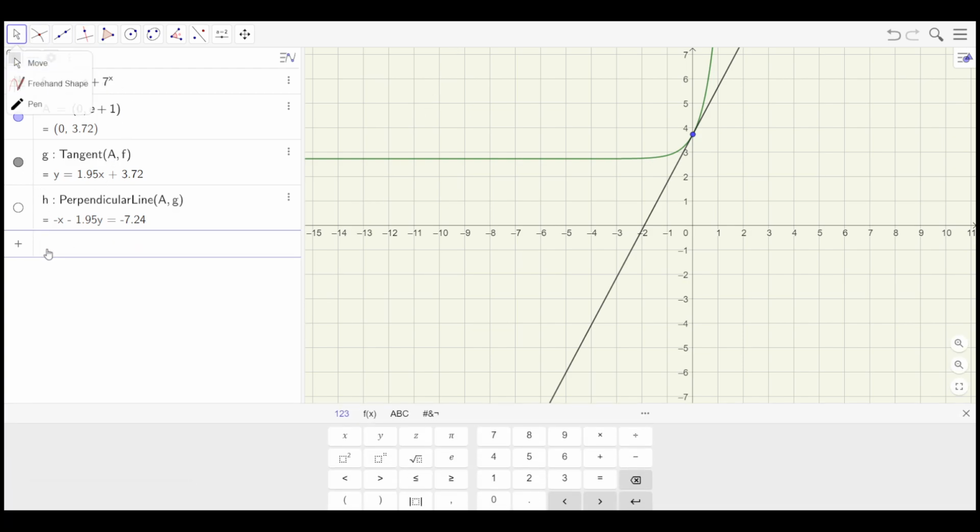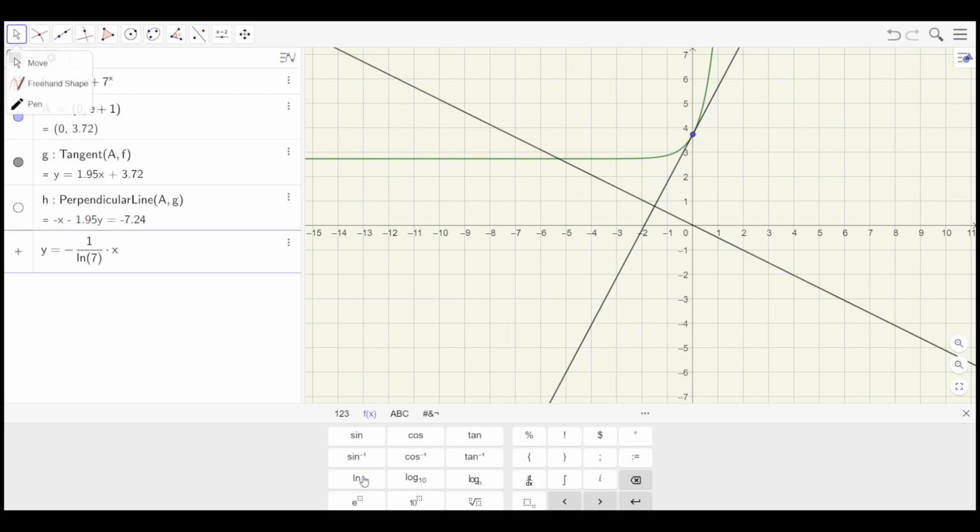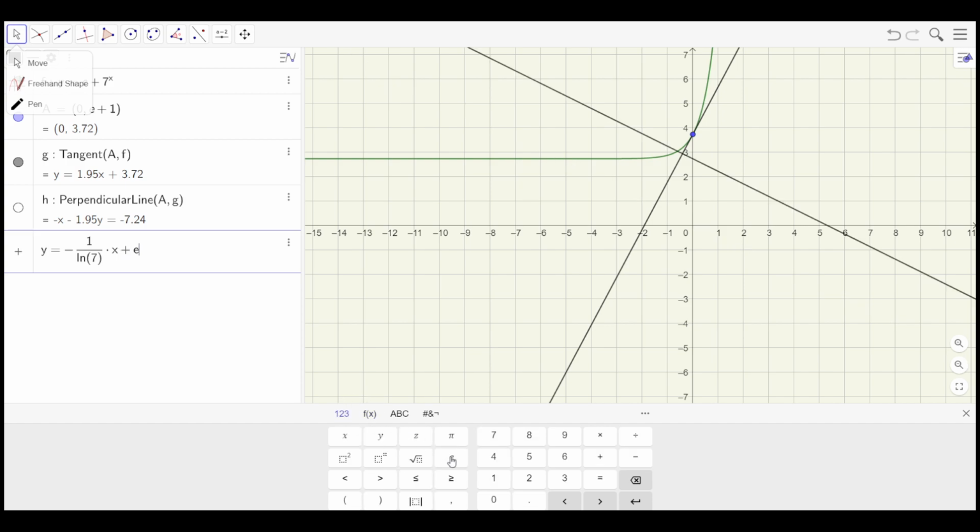Okay, so my graph is what? y equals minus 1 over, is there any ln? Let me see if ln works. Yes, there is ln, so it should work. It doesn't matter, let me clean this and use this. ln, and then it is 7, and then I go here, multiplied by x, and then I have plus e, and then plus 1, and that's exactly that line.